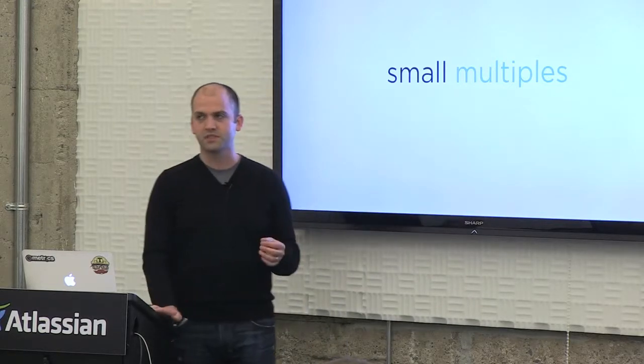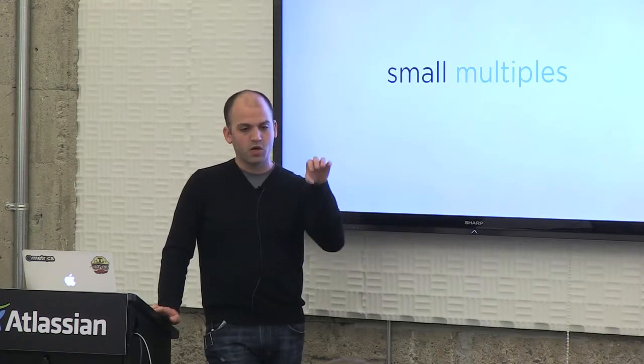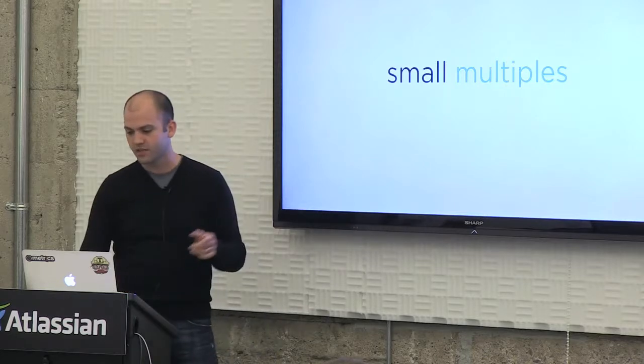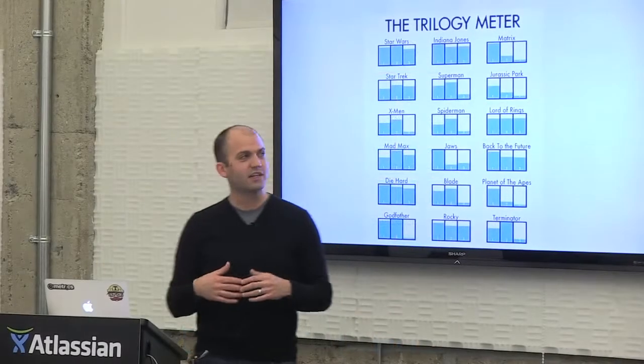What small multiples says is that perhaps a better way to do that is to come up with a smaller representation and then do each one individually. And a cool example I found is the trilogy meter. What this guy did was take all these movies that have trilogies and make a bar graph of how much he enjoyed them.